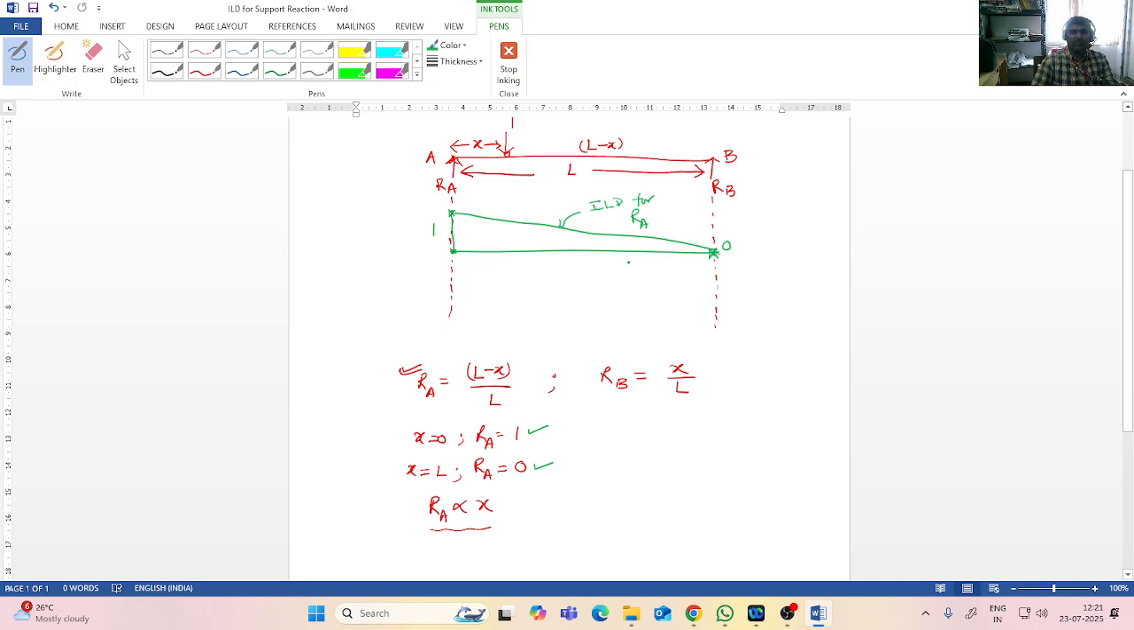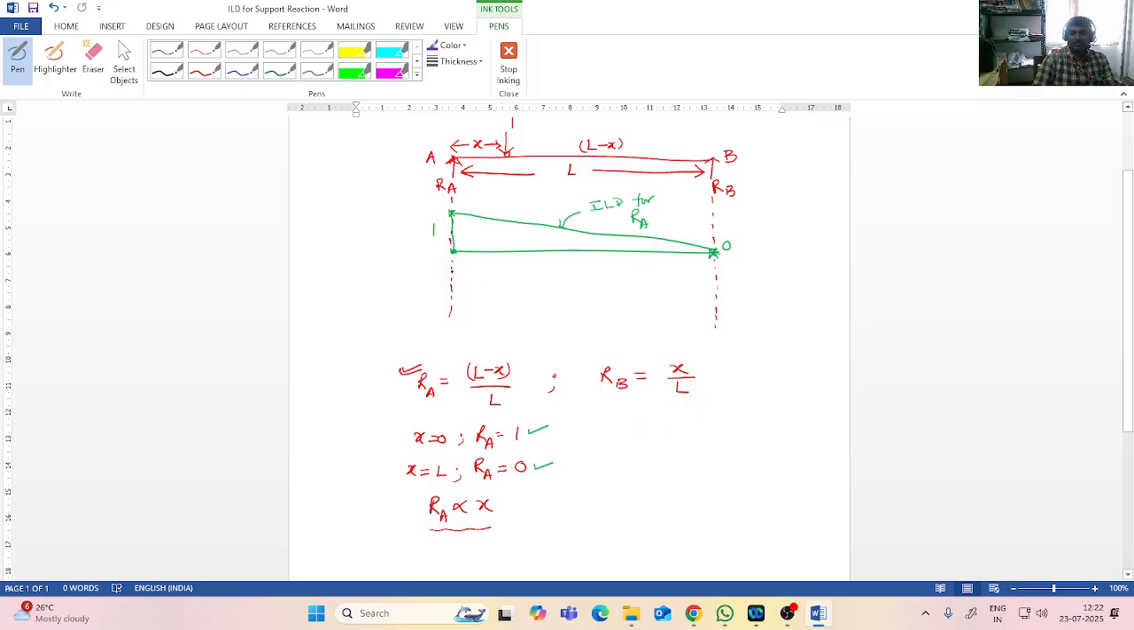So what does this mean? The reaction at A will be maximum when the unit load is exactly on support A. When the load moves away from support A, the reaction at A reduces, and when the load reaches B, the reaction at A will be 0. That is how we can assess the nature of the diagram.